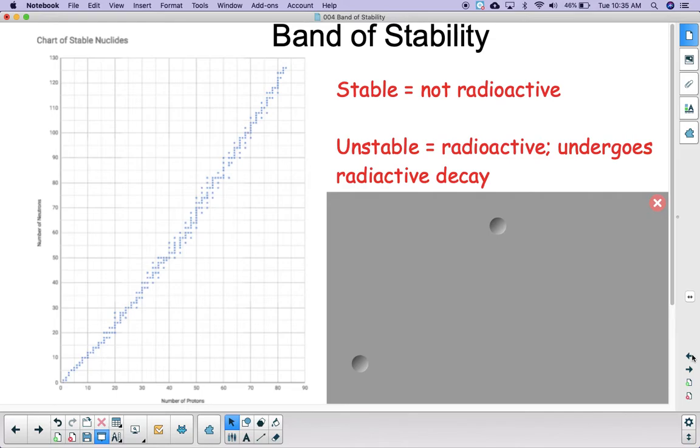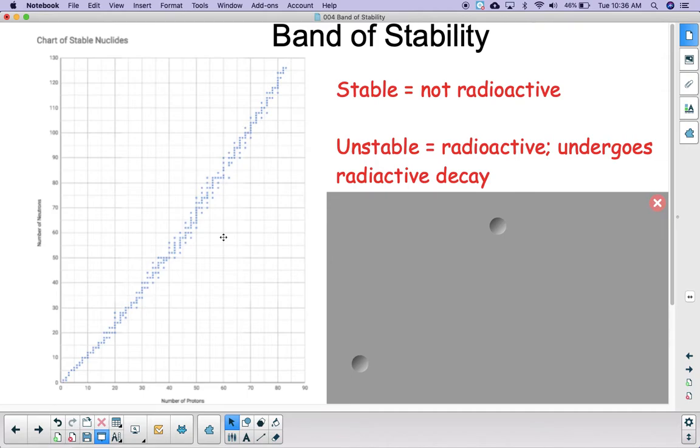When you're looking at this chart of stable nuclides, you read it kind of like playing Battleship. If you want to know if the nuclide that has 60 neutrons and 60 protons happens to be stable, you just go to the point 60, 60, and you find out that there isn't a little blue dot there, which means that if you had an atom whose nucleus had 60 protons and 60 neutrons, the nucleus of that atom wouldn't be stable. It would be radioactive, and it would undergo some type of radioactive decay.